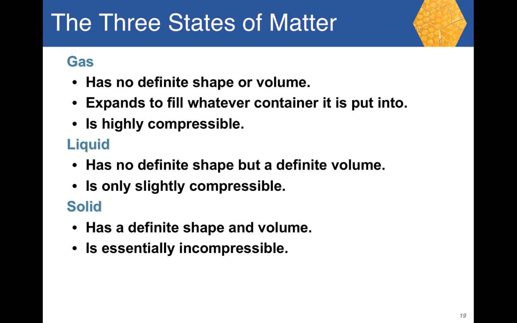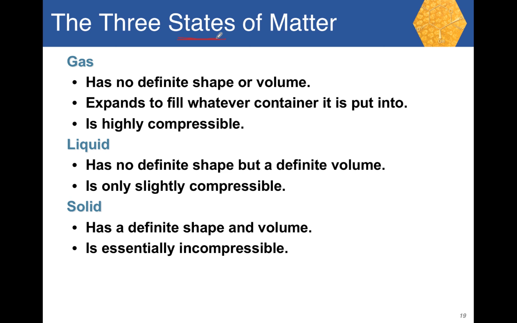So let us look at the 3 states of matter. As we discussed earlier, matter is anything that occupies space and has a mass to it. We know they have properties, and we know they can undergo changes. One is a physical change, and the other one is a chemical change. Now we're looking at the physical change, which will change it from one state to another.